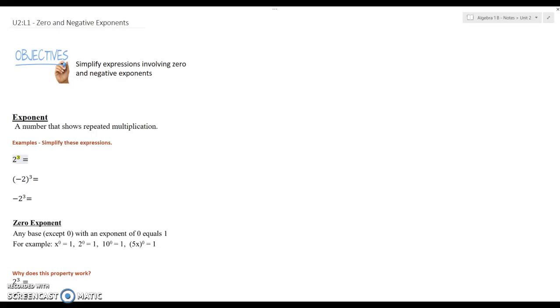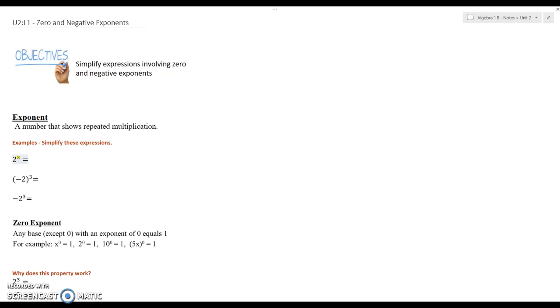Hello, and this is Unit 2, Lesson 1, Zero and Negative Exponents. In this lesson, we will be looking at simplifying expressions involving exponents that are zero or that are negative. So let's first review some vocabulary.